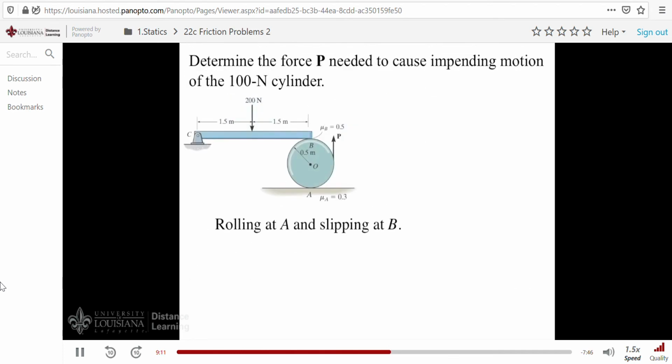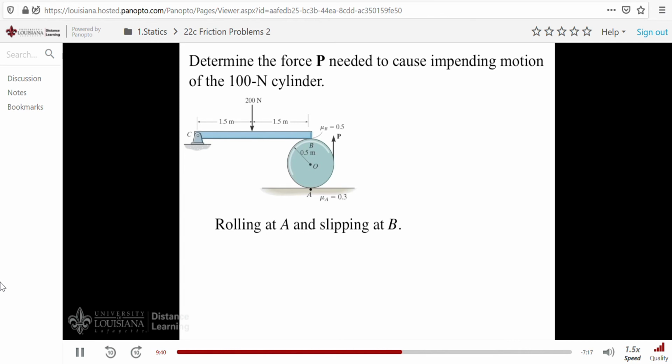Now finally, we'll do this problem. Here we want to determine the force P needed to cause impending motion of this 100 Newton cylinder. It's resting on a beam up here, and you can see that the force on the beam is 200 newtons. The coefficient of friction up at the top B is different than it is at A. So when you pull on the cylinder with a force P, we don't know if it's going to slip up here and roll down here, or possibly roll up here and slip down here.